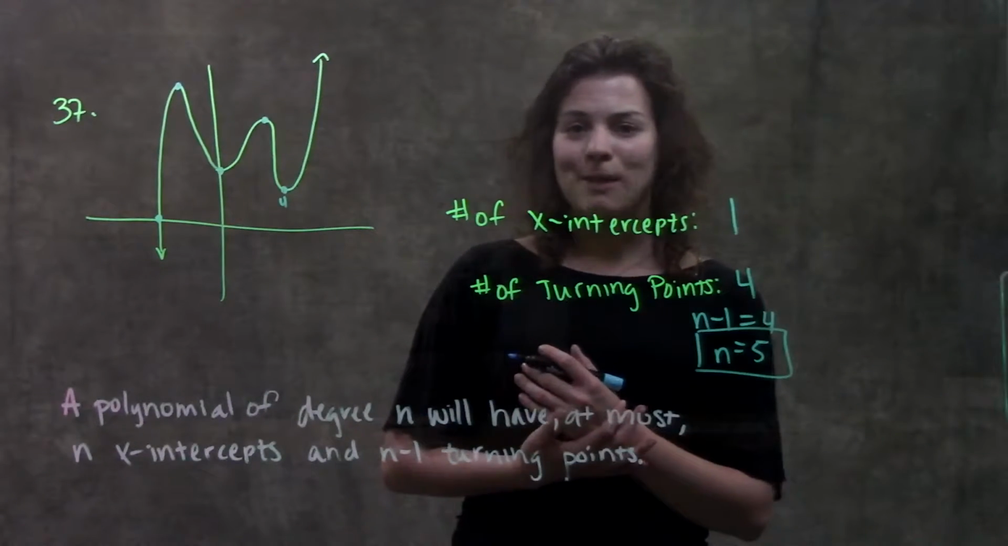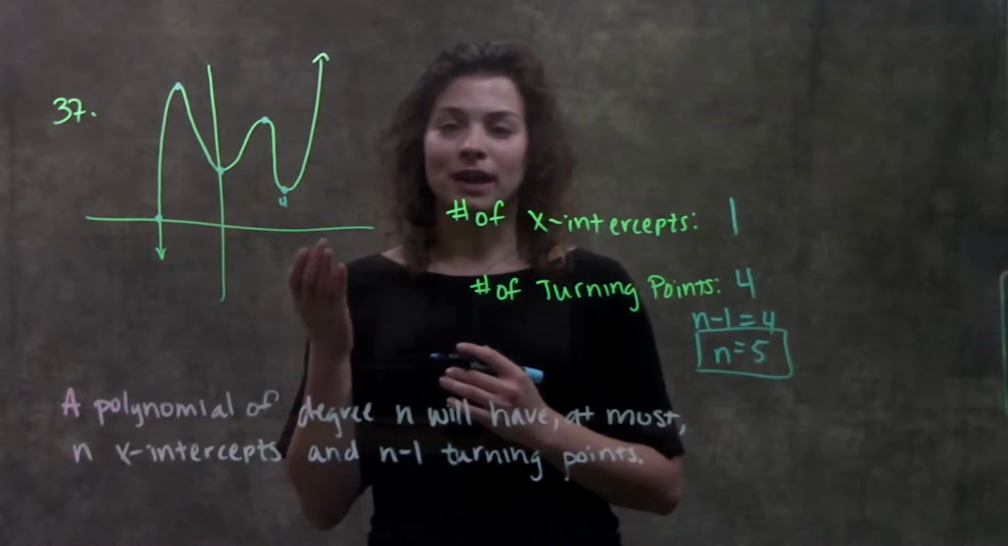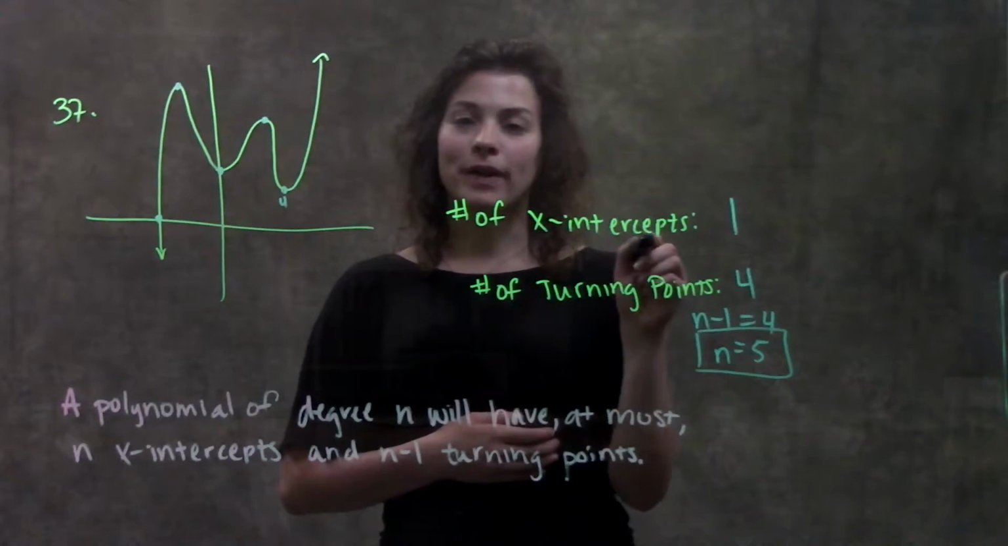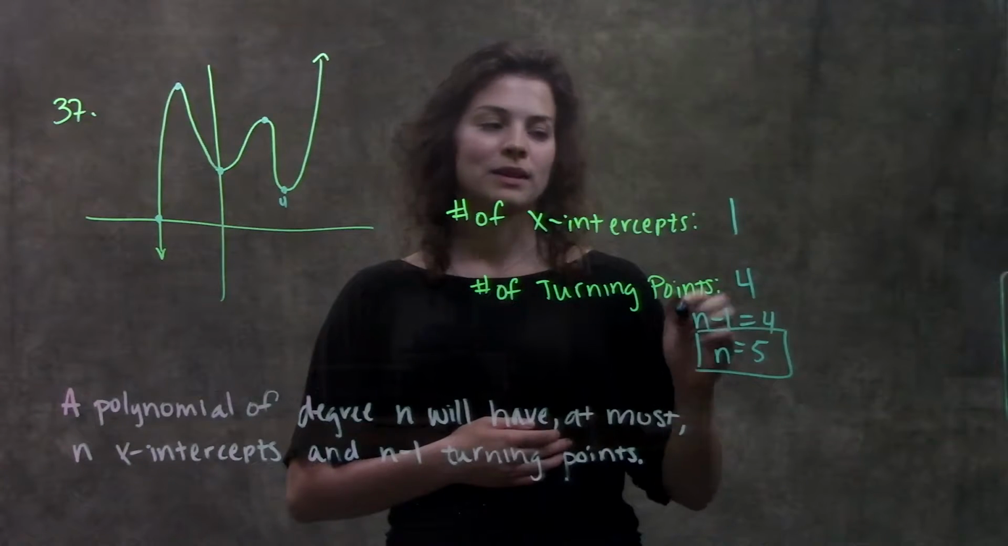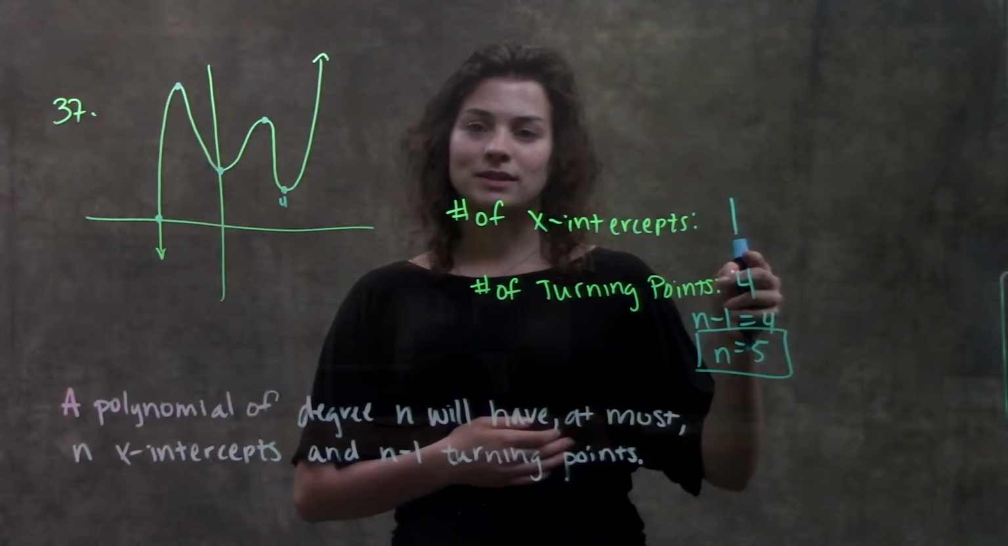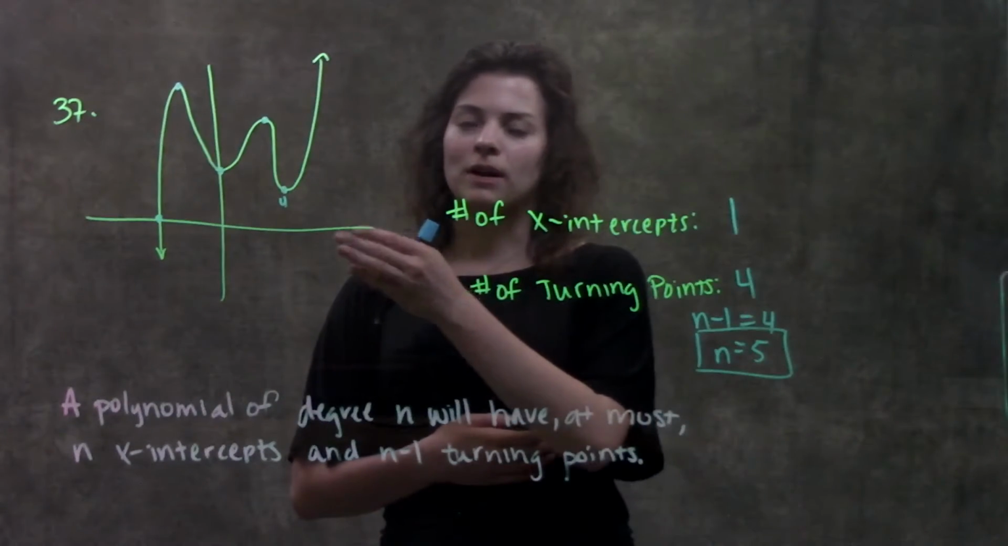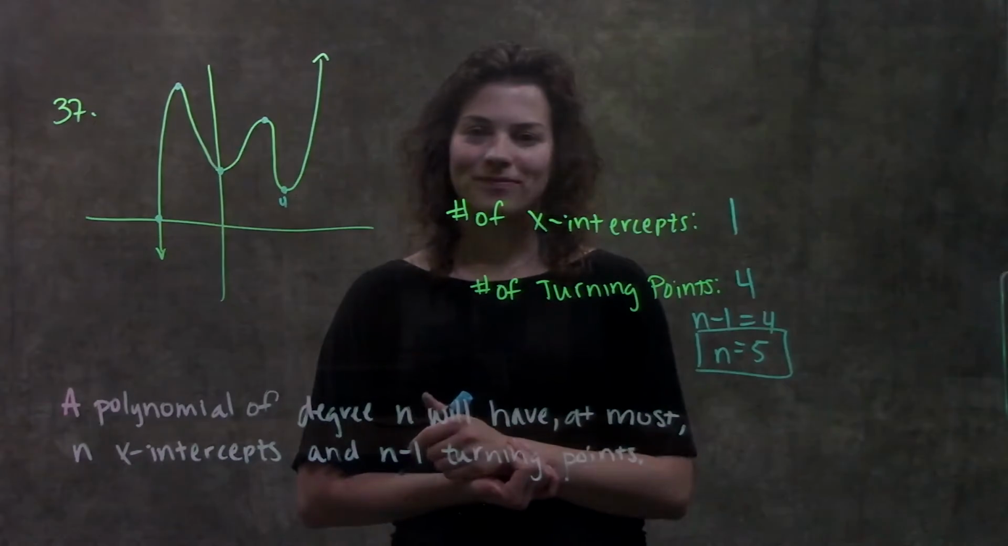So remember, a brief recap of how to determine the least possible degree of this polynomial. First, we look at the number of x-intercepts, and then the number of turning points, and then we compare these two values to see which one represents the least possible degree of this function.